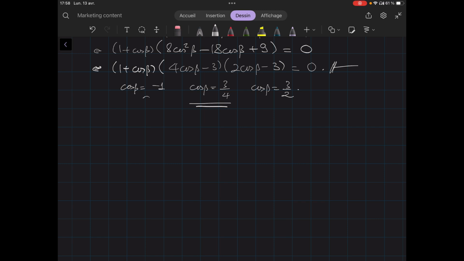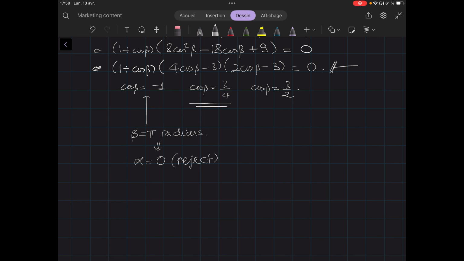First case is quite simple. If cos of beta is equal to negative 1, that means beta has to be pi radians. But also remember that alpha and beta are angles in a triangle. So if beta is equal to pi radians, the other two angles do not exist. So we have to reject it.